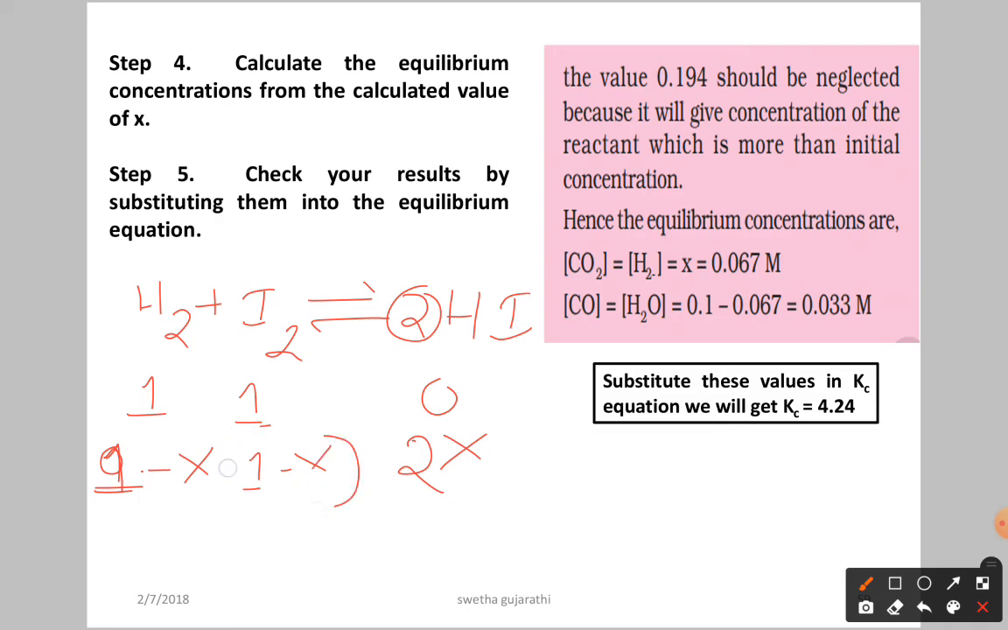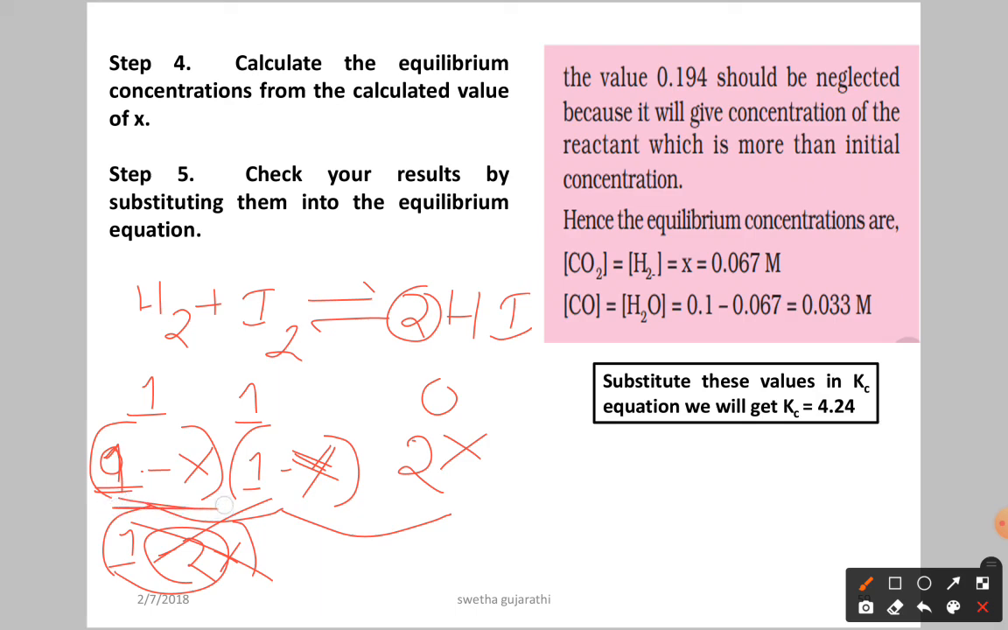Here don't write 1 minus 2x. Why? Because both together are giving the 2x, not the individual ones. H2 plus I2 gives rise to 2 moles of HI, so you have to write 1 minus x only. Then substitute the values in the corresponding equilibrium constant expression. Like this you have to do the numericals based on the calculation of equilibrium concentrations.